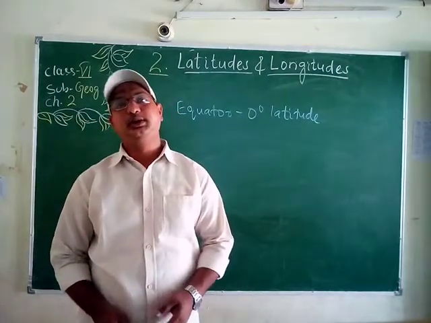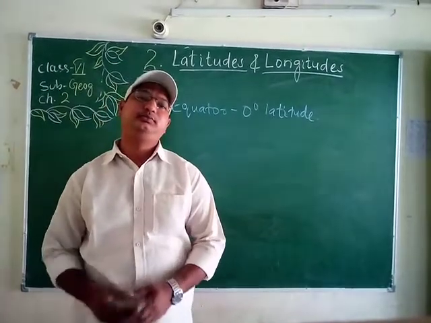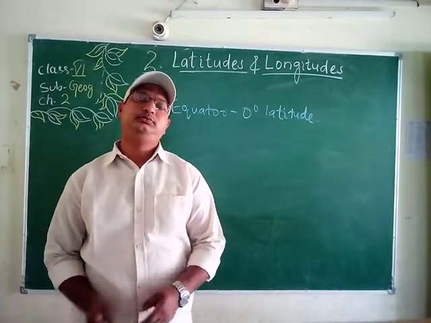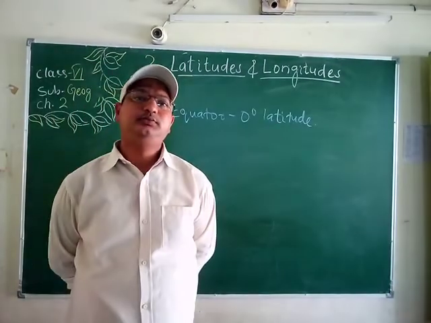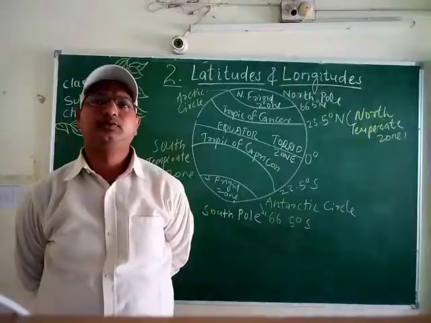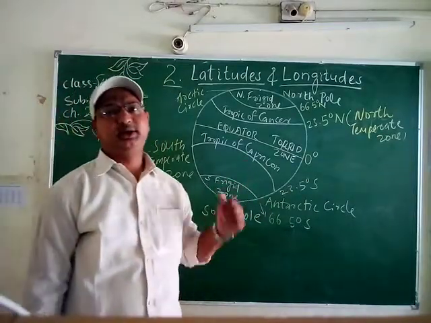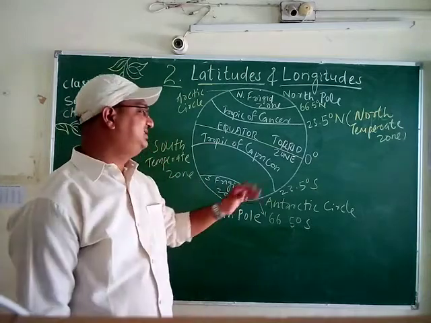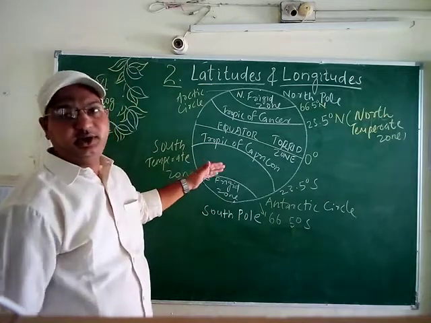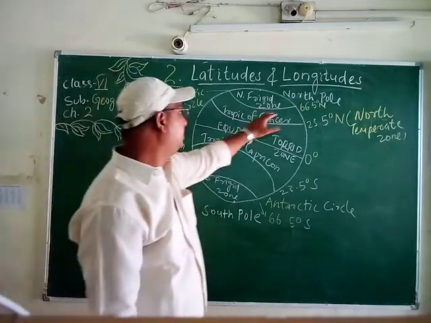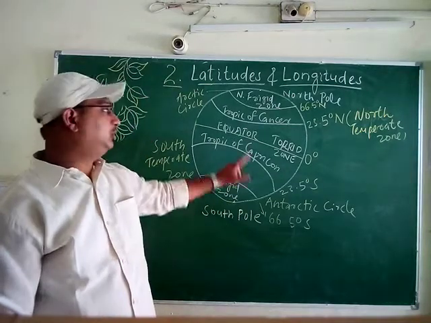Students, let me make a diagram, then you will understand it better. As I have drawn the diagram here, please look at the diagram very carefully. So what does this diagram signify? Students, this is the earth, the shape of the earth. I have made the picture of the earth. This is the North Pole, this is the South Pole.